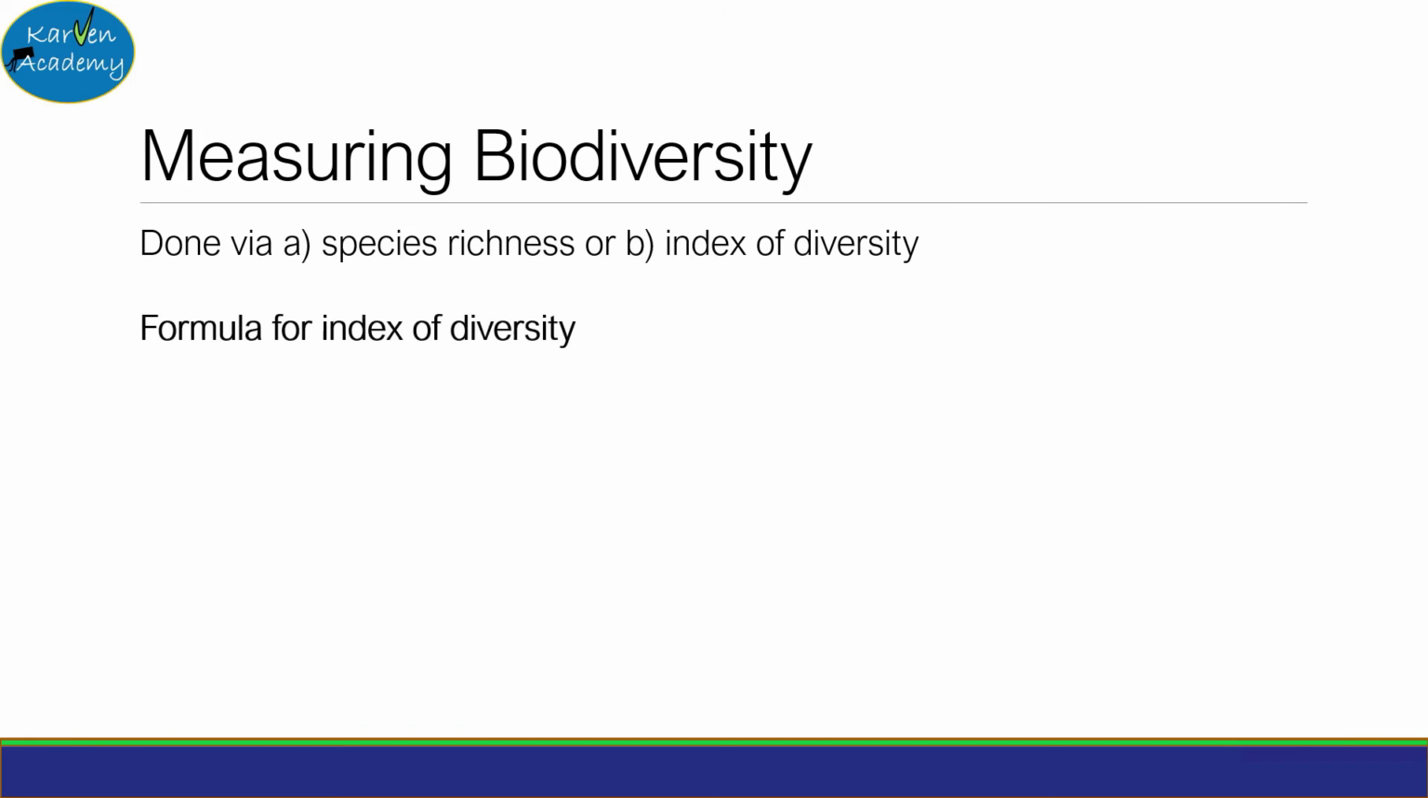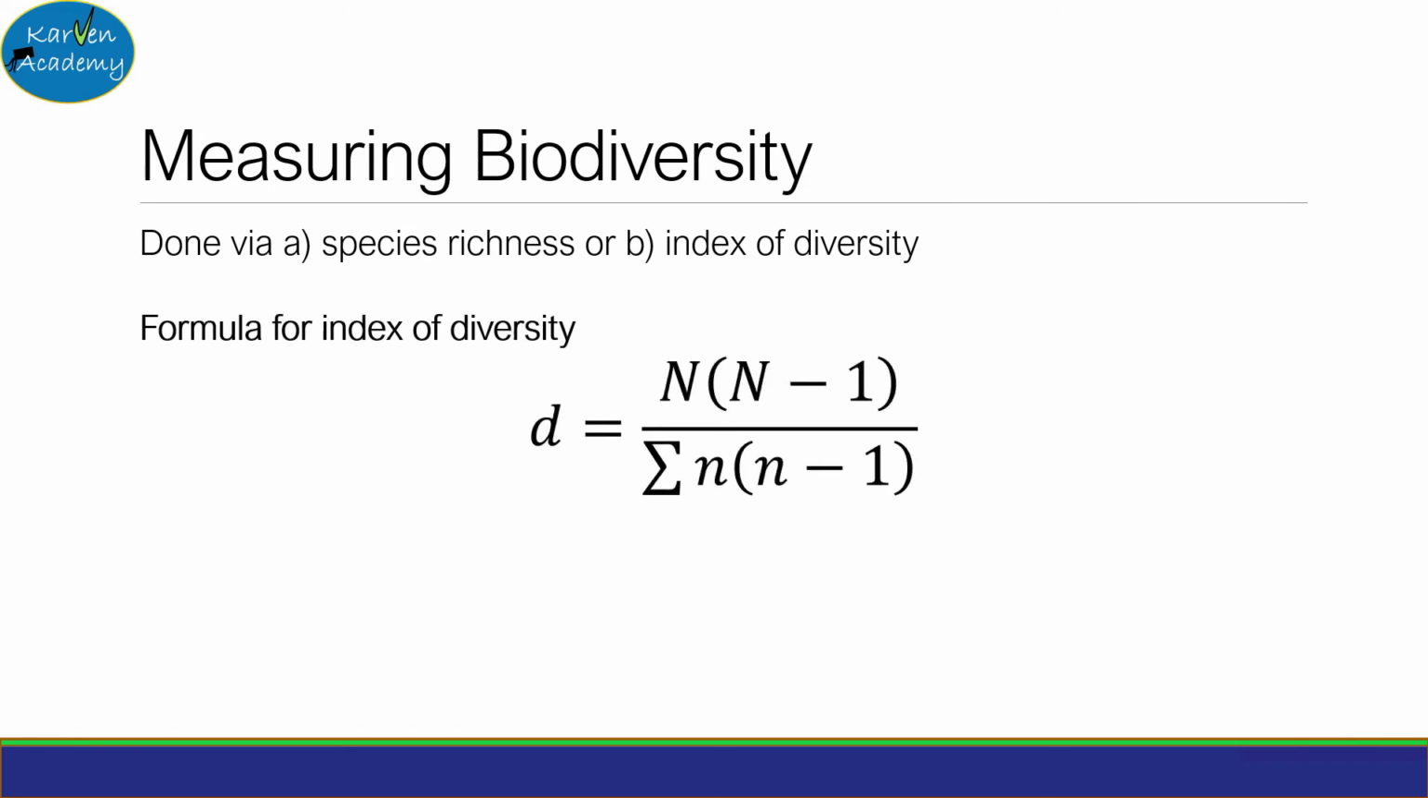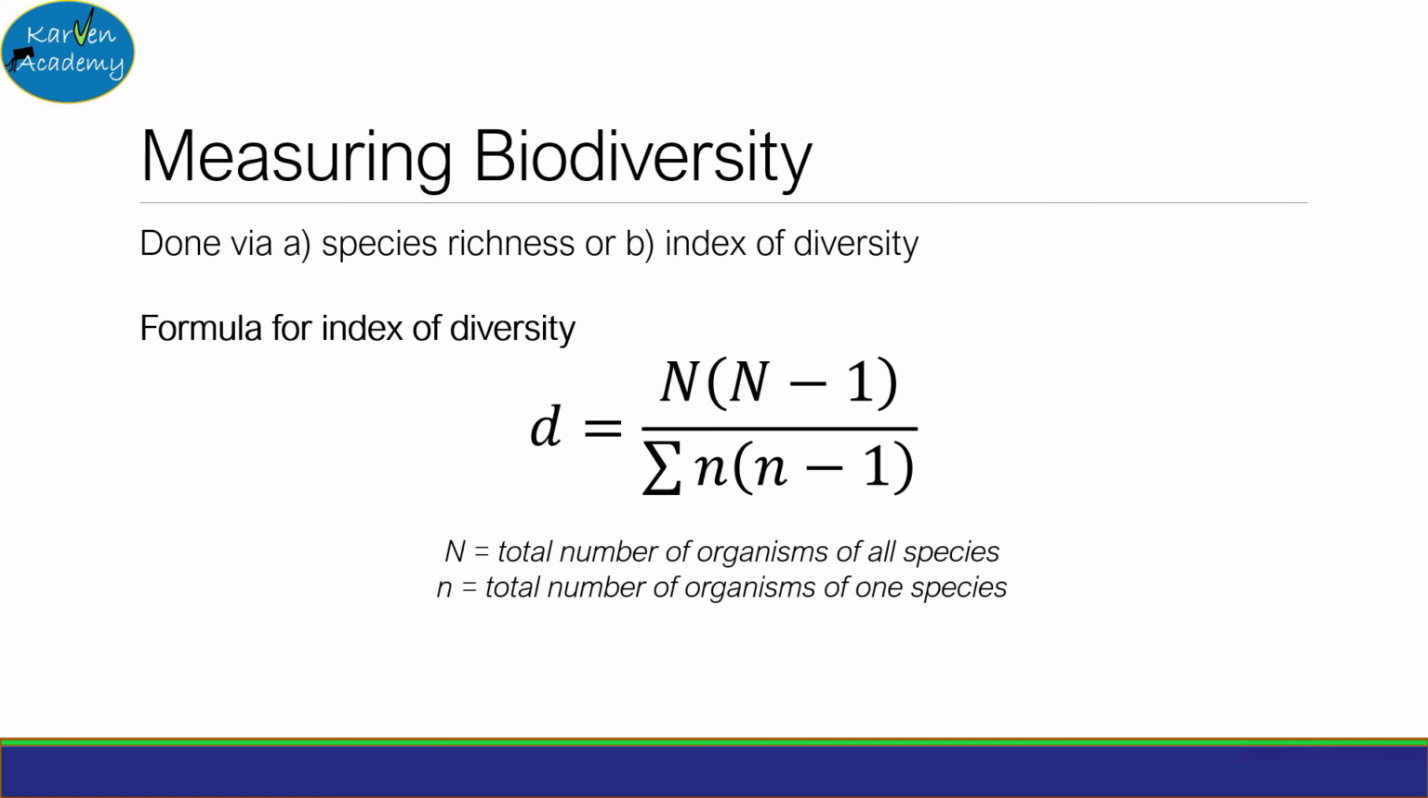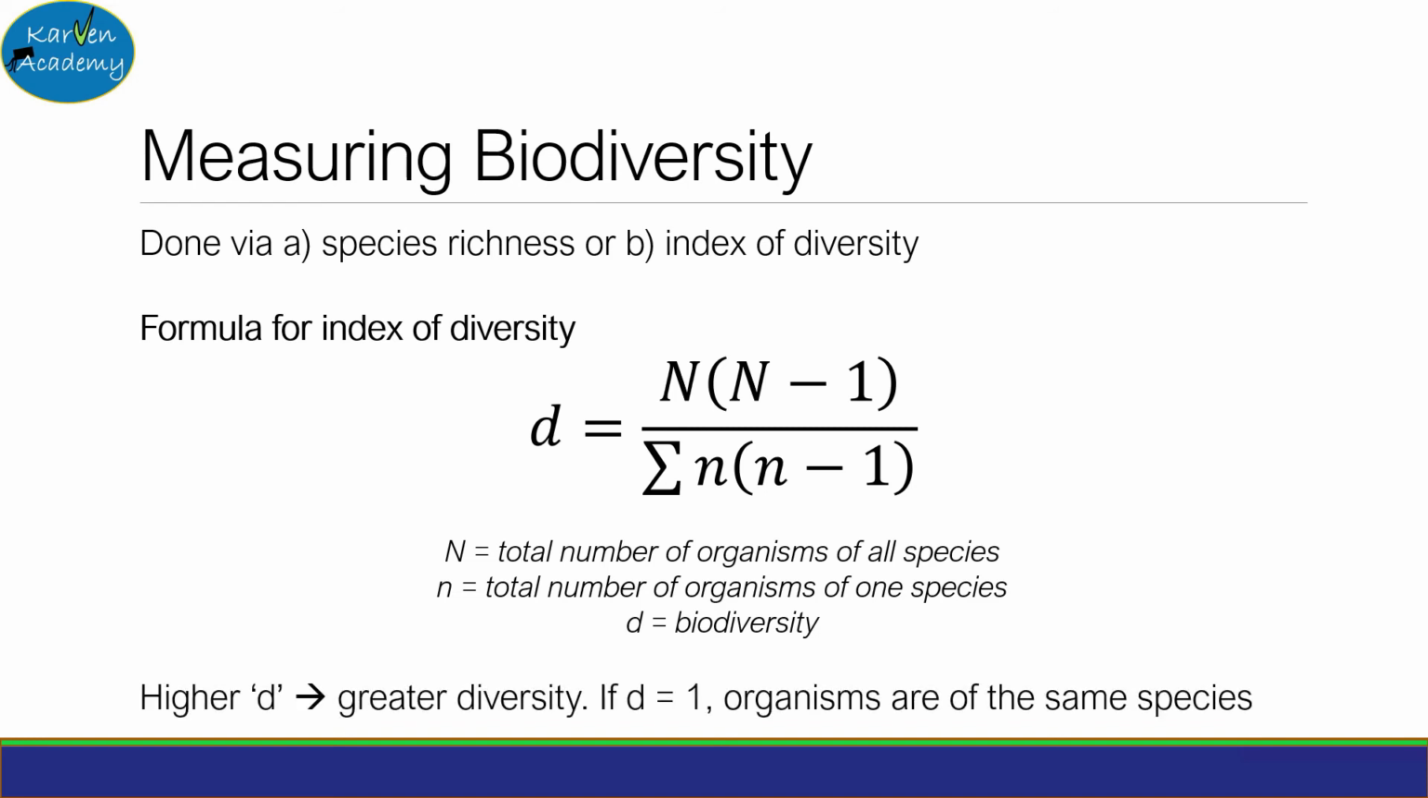The index of diversity has a formula, and this is it. You don't have to remember this, but you do have to use it. The capital N stands for the total number of organisms of all species, and the little n stands for the total number of organisms of one species. And the D stands for biodiversity, not genetic diversity. The higher the value of D, the greater the biodiversity. If D equals 1, then the organisms are of the same species.